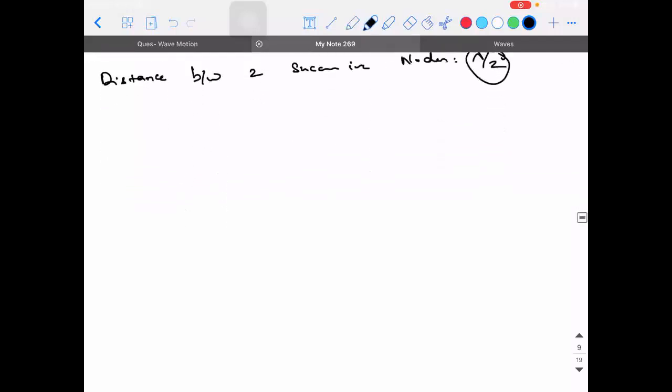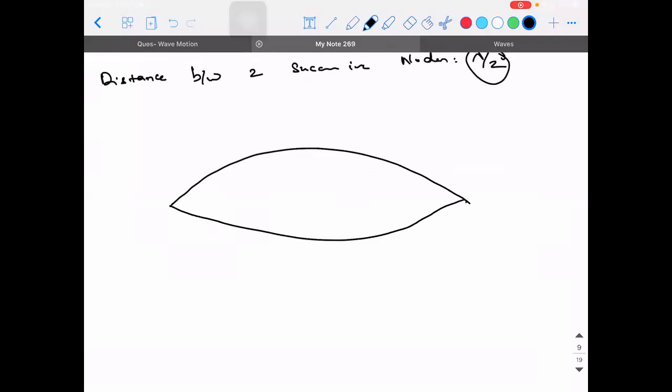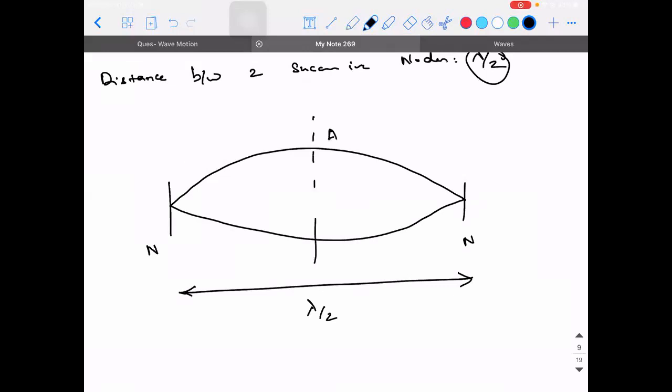So if I have one standing wave like this, and this is a node and this is a node, what is the distance between two successive nodes? Lambda by 2. So in the middle you have an antinode. Then what is the distance between a node and an antinode?